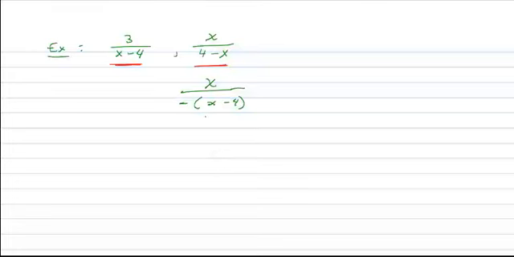Now, the way I want to have you do it actually is a little different than that. I'm going to multiply the numerator and denominator by negative 1. I'm going to wind up with an equivalent fraction. I get negative x, and I get positive x and negative 4. And now I have the same denominator. So the LCD now is x minus 4.